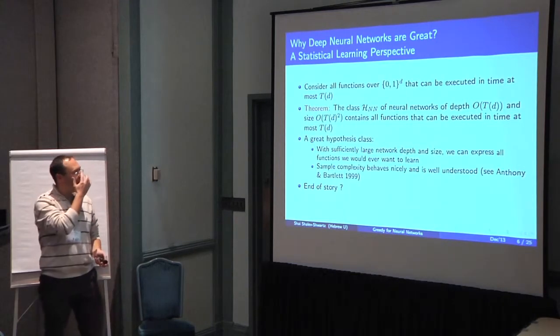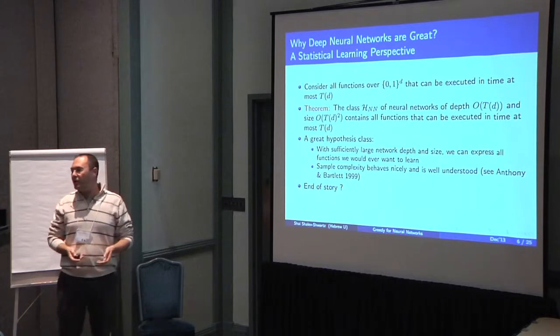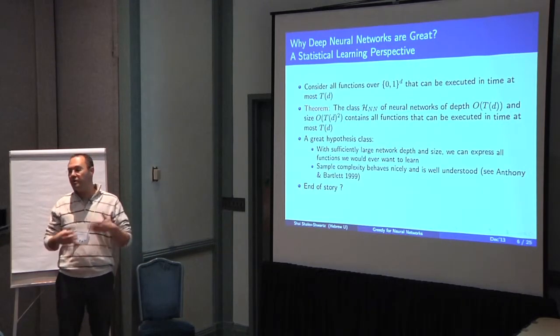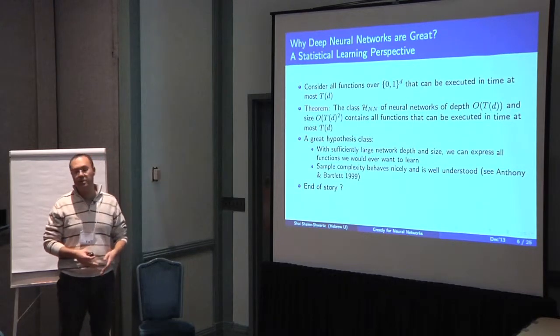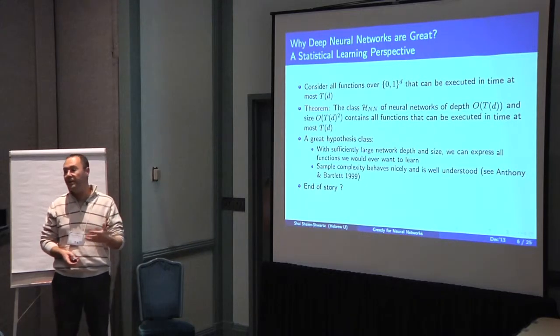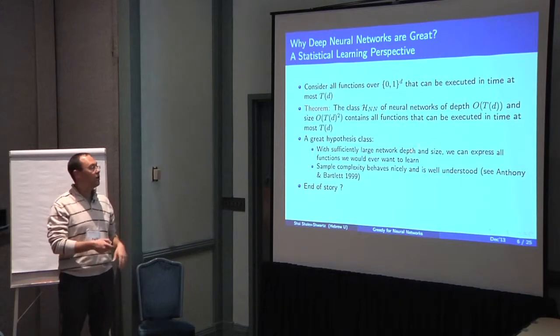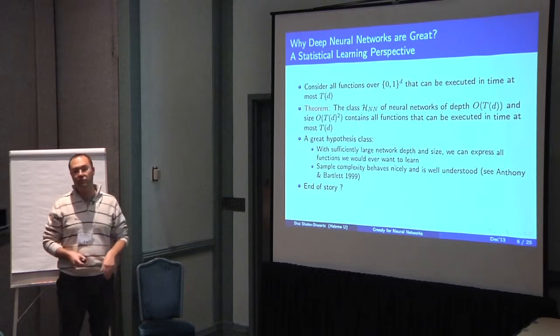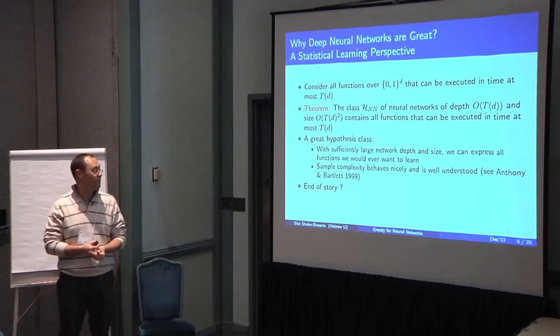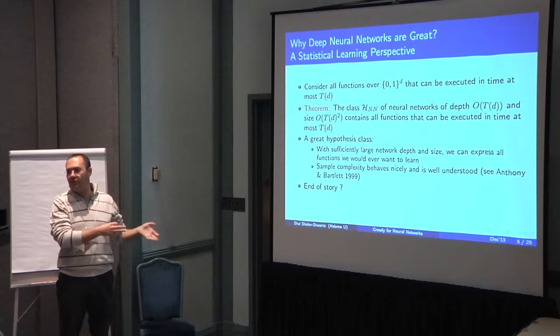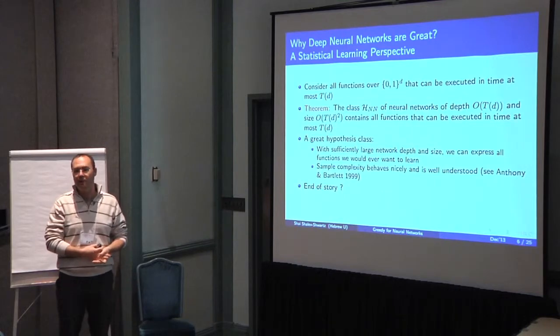Okay. So this is a great hypothesis class. Basically, with sufficiently large network depth and size, we can express all the functions that we care about. And also, we can understand the sample complexity, or how many examples we need to learn such networks. This is also well understood. For example, you can see it in the book of Anthony and Bartlett. So is this the end of the story? Okay, we found the ultimate hypothesis class to learn.